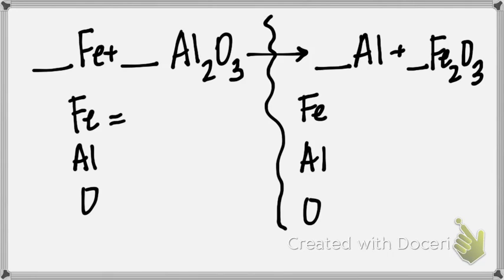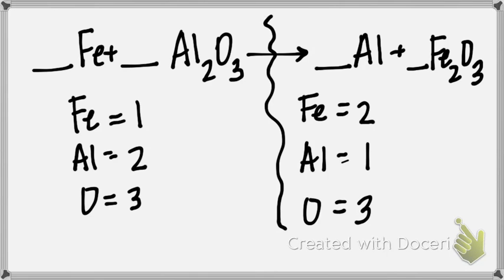On the reactant side, I have 1 iron, 2 aluminum, and 3 oxygen. On the product side, I have 2 iron, 1 aluminum, and 3 oxygen. In general, if you can balance your oxygens first in general reactions, it makes life a lot easier. But in this case, your oxygens are the same, so you really don't need to do anything to them. So we're going to look at iron, Fe. It went from 1 to 2.